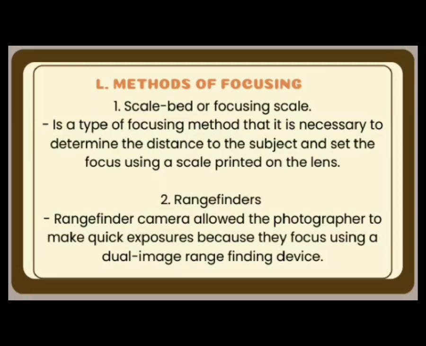Rangefinders. Rangefinder cameras allow the photographer to make quick exposures because they focus using a dual image range finding device. So my explanation for that is rangefinder cameras are known for their quick focusing capabilities due to their use of a dual image range finding device. This allows photographers to make quick exposures with precision, making rangefinders popular for street and documentary photography, where speed and accuracy are essential.